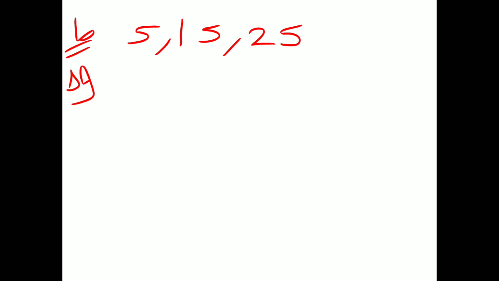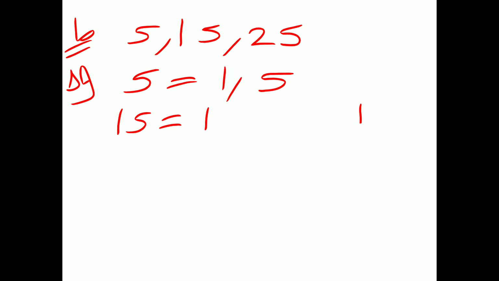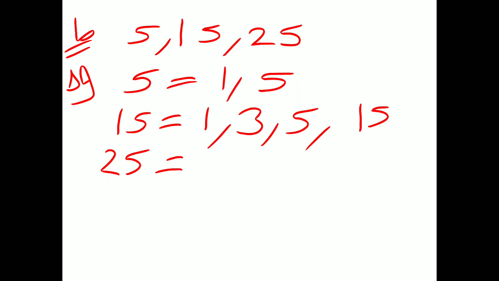B part is 5, 15, 25. Clear? So we write the factors of 5. It's very easy, 1 and 5, because 1 5 is 5. 15: 15 comes in 1 table. 3 5s are 15. Does 2 table have 15? No. Does 3 table have 15? Yes, 5 3s are 15. Now 25. 25 comes in 1 table, 5 table and 25. So these are the factors.